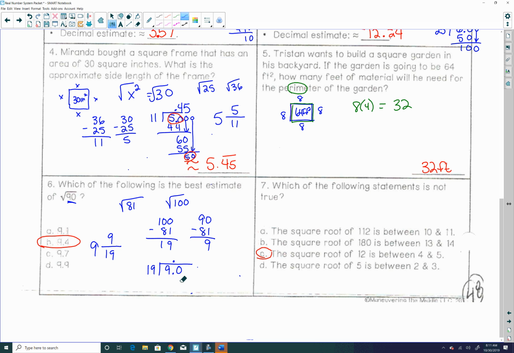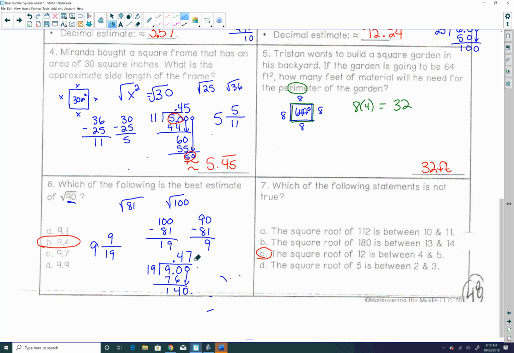Again, 19 is close to 20. So 20, 40, 60, 80. I'm going to go with 4 and see how that works for me. 4 times 19 is 76. 90 minus 76 is 14. Bring down another 0. Again, 20, 40, 60, 80, 100, 120, 140. So we're looking at 7.